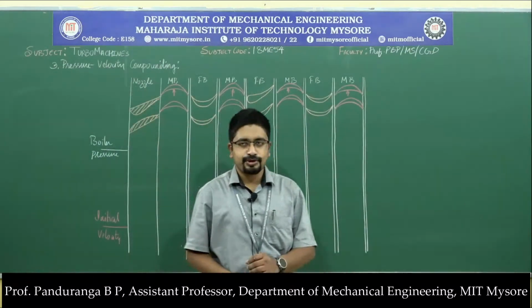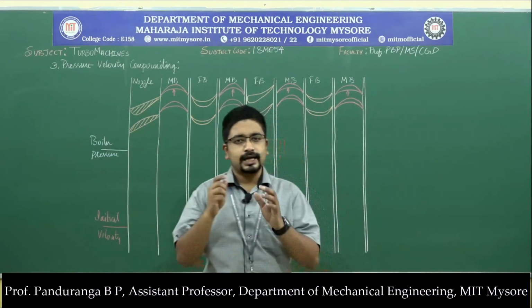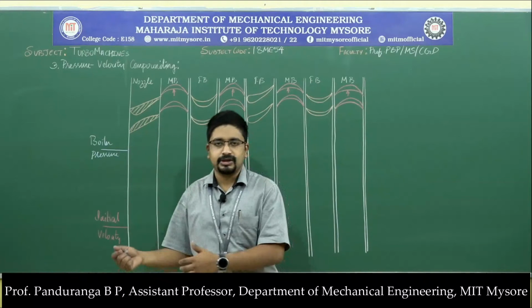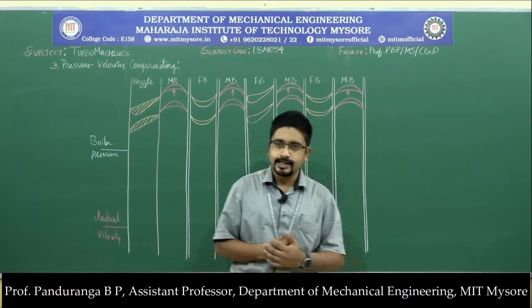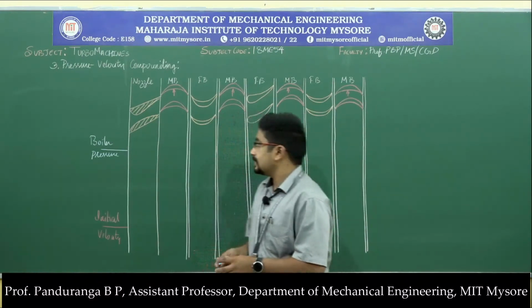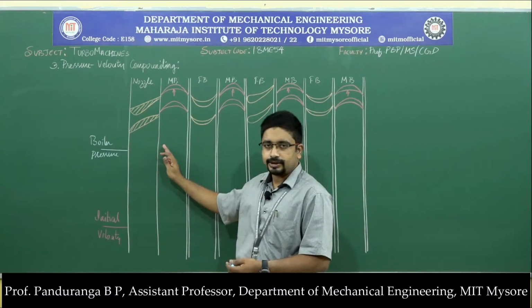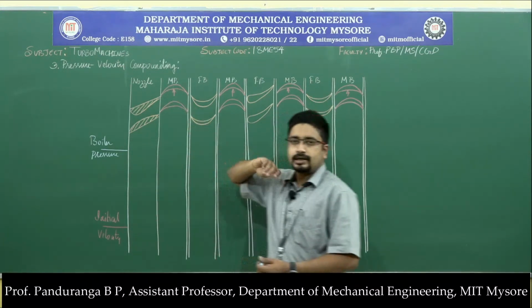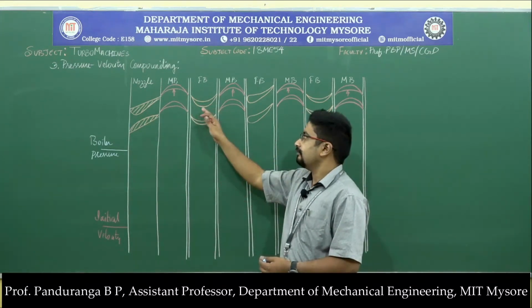The next method of compounding is pressure velocity compounding, or this is similar to two velocity compounded turbines placed one next to the other, where the pressure energy will be partially utilized by the first stage, first set, and partially utilized by the second set. So here in this case we have the nozzle, where a part of the pressure energy will be converted into kinetic energy. So the velocity increases, and then the steam enters the moving blade. So here a part of the kinetic energy will be utilized, and then we have the fixed blade.